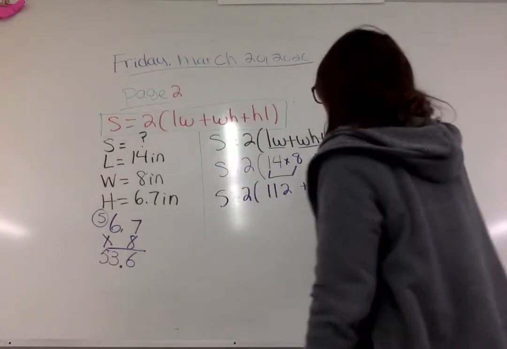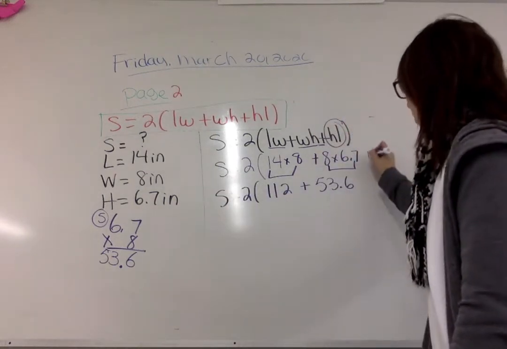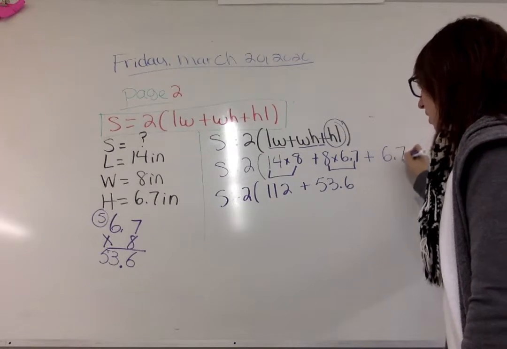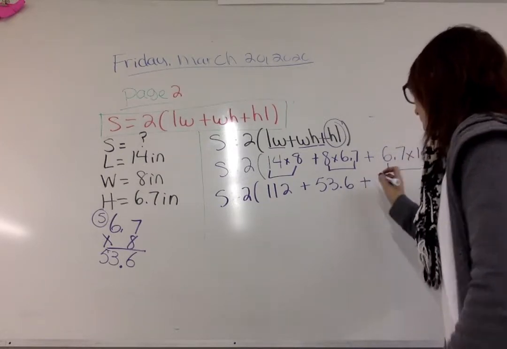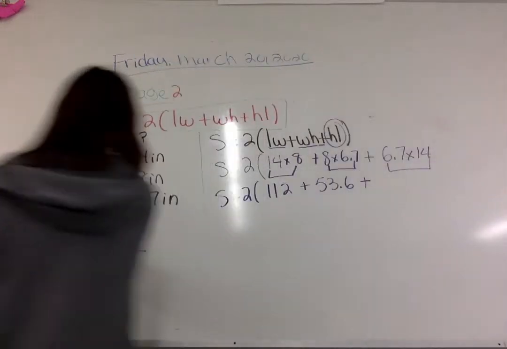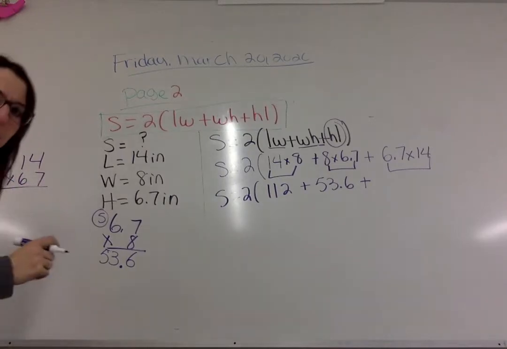Now all I'm left to do is to multiply the height times the length. So we're going to do 6.7 times 14. Get that product. Let's figure that out. I'm going to do that right over here for you. I don't care about the decimals right now. I'm just going to strictly multiply the whole numbers.